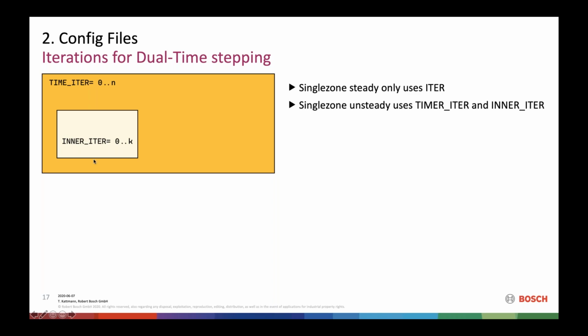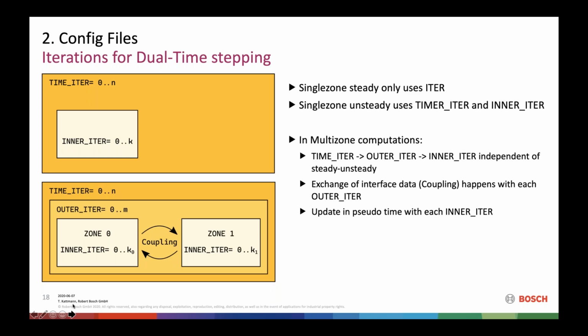If we move now to multi-physics simulation, we need to incorporate the communication via the interfaces, so the coupling. So we need to include a new kind of iteration, which is called outer iter here. The hierarchy is: we have time iter, outer iter, and each zone gets an inner iter. And for each outer iter, we do the interface coupling.